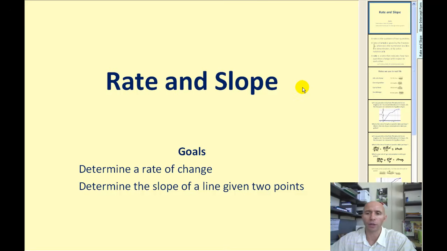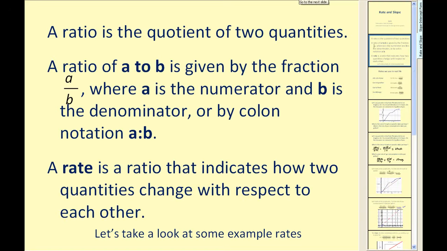Welcome to a presentation on rate and slope. The goals of this video will be to determine a rate of change and also to determine the slope of a line given 2 points. Let's start with some background information.